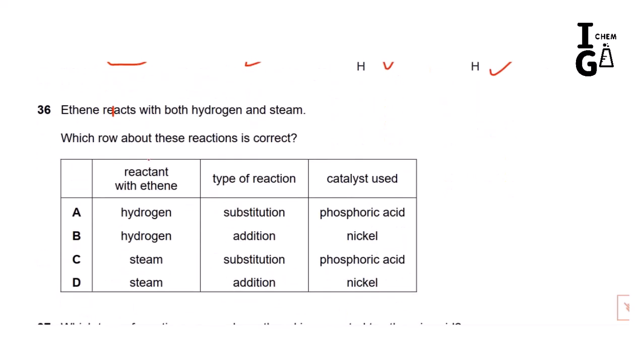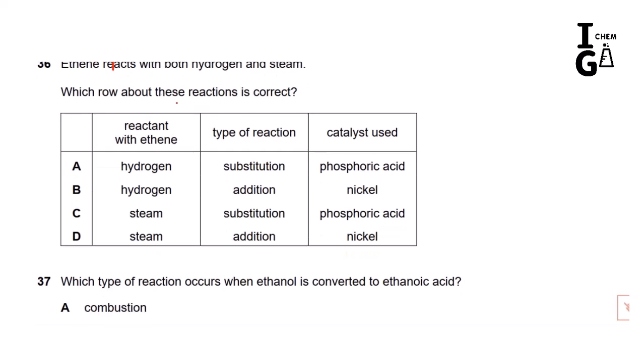Question 36: here we have ethene reacts with both hydrogen and steam. Which row about these reactions is correct? Reactant with ethene, type of the reaction, and then catalysts. First of all, substitution is wrong. Here, guys, take care. This is ethene. Ethene is an alkene. Alkene means a double bond between carbon and carbon, as you know. Because this is an alkene, alkenes react by addition. So the second one here is correct, addition, and the catalyst used here is nickel.